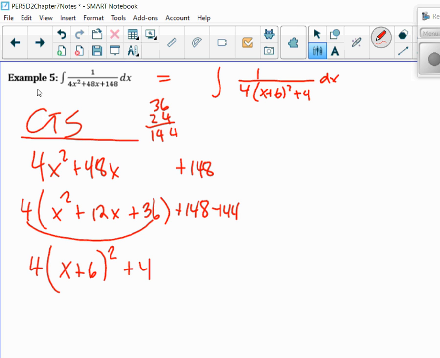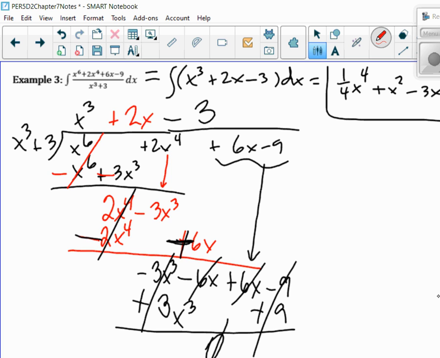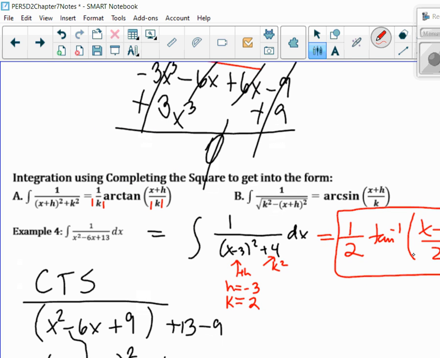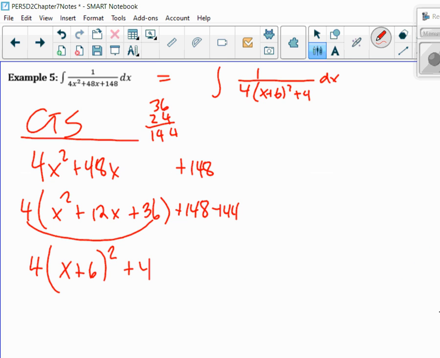Now that's not what the form of inverse tan looks like. Inverse tan does not have that extra 4 there. Do you see? Inverse tan has, it's just x plus h squared. So what am I going to do then for this step? Take the 4 out. So what does that become when I take the 4 out? 1/4 integral of 1 over x plus 6 squared plus 1. I'm taking it out of both terms in the bottom, right?